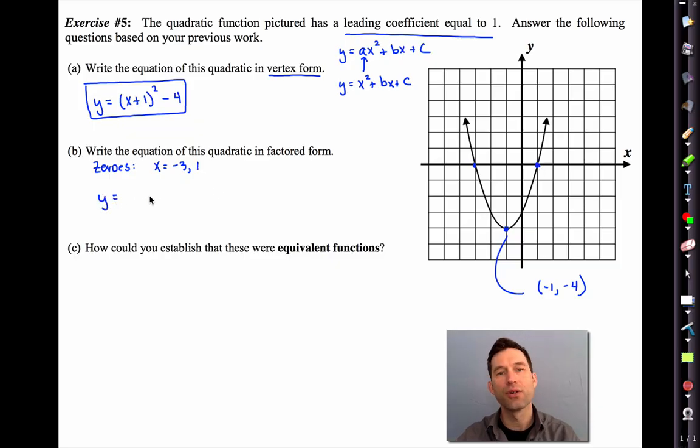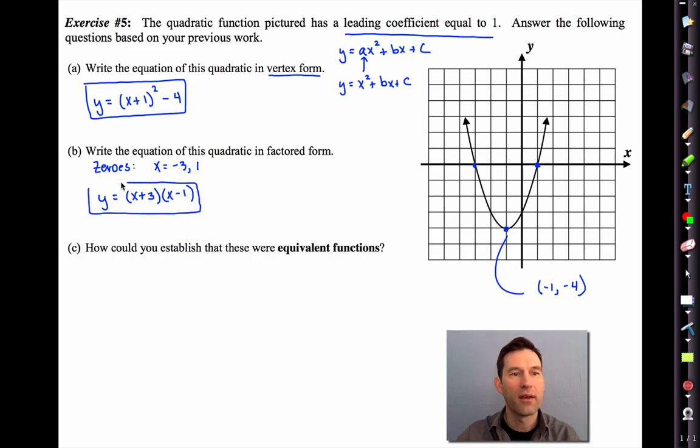Now, if you were using the zero product law or factoring to find those, you would have had to have had x plus 3 as one factor and x minus 1 as the other factor, right? That would have to be it. So there's our quadratic in factored form.